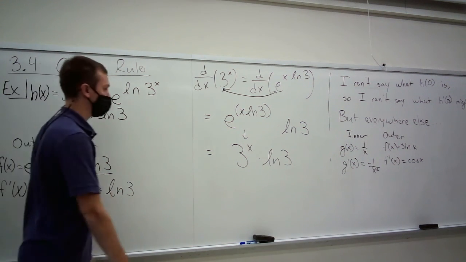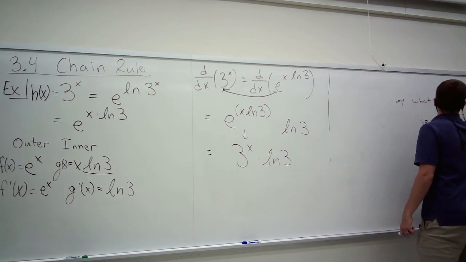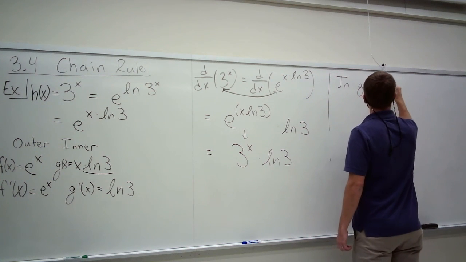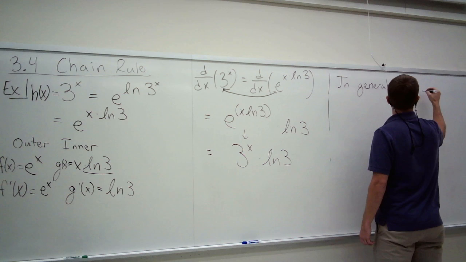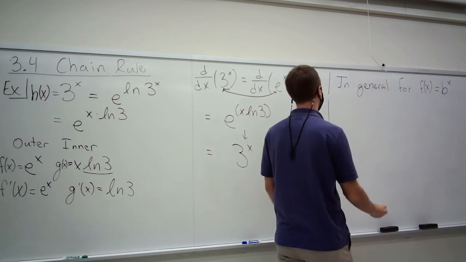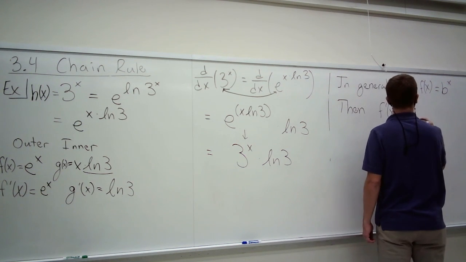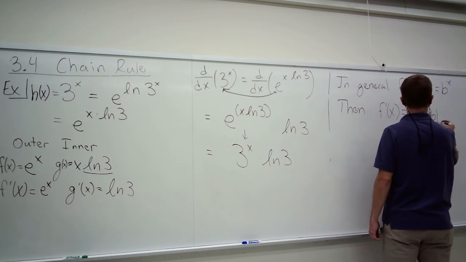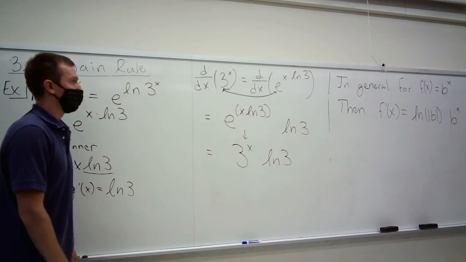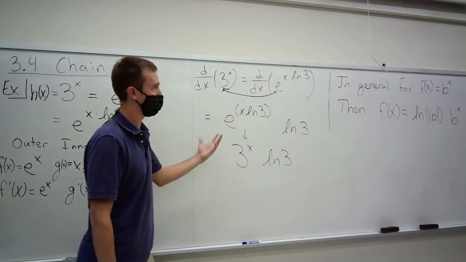In general, this is a nice little theorem for us. Given an exponential function b to the x, the derivative of that is the natural log of the absolute value of b times the original function. That's what we have here. 3 was just a positive number, so this just turned into the natural log of 3 times 3 to the x.